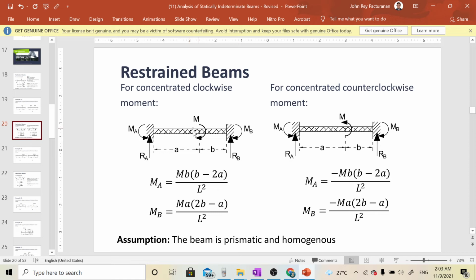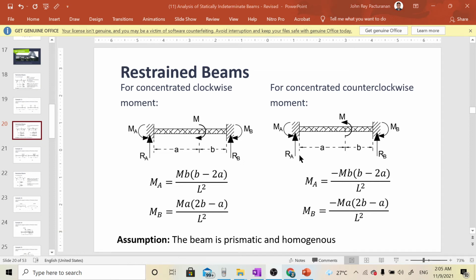Pag naging counterclockwise yung moment, katulad dito sa kanang bahagi ng drawing ko, all you need to do is just put a negative sign before the initial formula na pinag-usapan natin, no? So ito, naglagay instead of Mb the quantity (b minus 2a). So yun, nilagay ko na lang negative Mb para isahang memorize na lang. Okay? So take note lang, the assumptions pa rin are still applicable, na dapat yung beam ay prismatic and homogeneous.